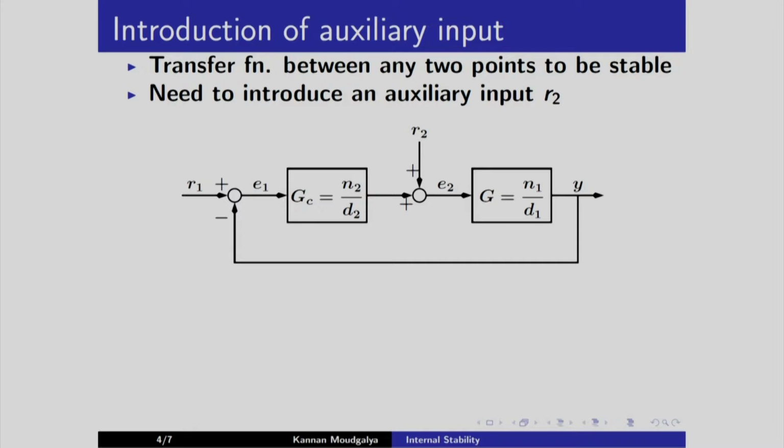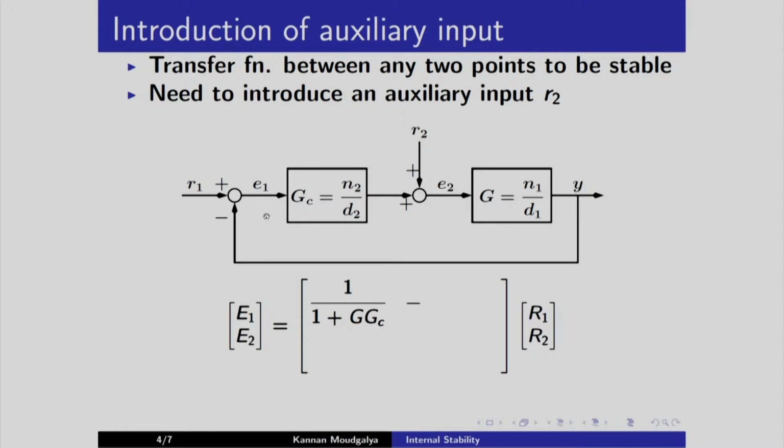What we can show is that if the transfer functions between two specific outputs E1 and E2 and the two inputs R1 and R2 are stable, then every variable in the loop will be stable. So that is easy to see. I am going to ask the listener to go through that and verify it.